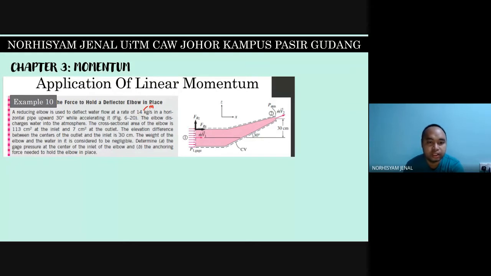The elevation difference between the center of the outlet and the inlet is 30 cm. So this is the elevation difference. The weight of the elbow and water is considered negligible. So determine A, the gauge pressure at the center of the inlet of the elbow, and B, the anchoring force needed to hold the elbow in place.